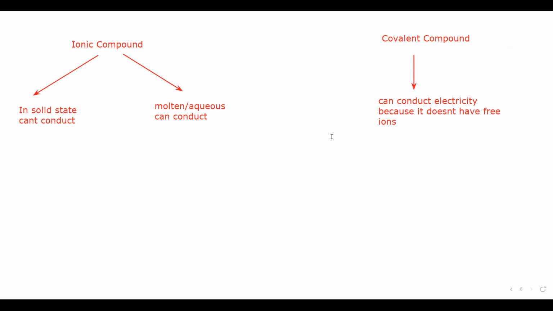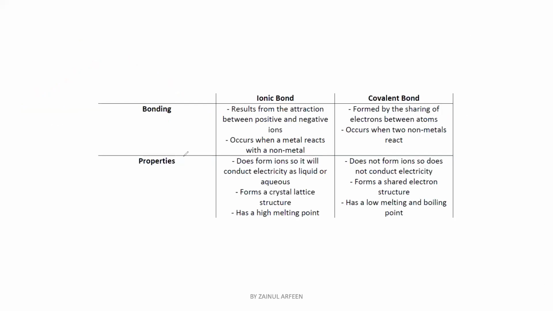ionic compounds and covalent compounds. In ionic compounds, there's a lattice. Lattice means there are a lot of positive and negative ions, whereas for covalent compounds, you have simple molecules. That's why they are not able to conduct electricity at all. Ionic compounds form ions and can conduct electricity in a liquid and aqueous state. But covalent does not form ions, that's why it cannot conduct electricity.